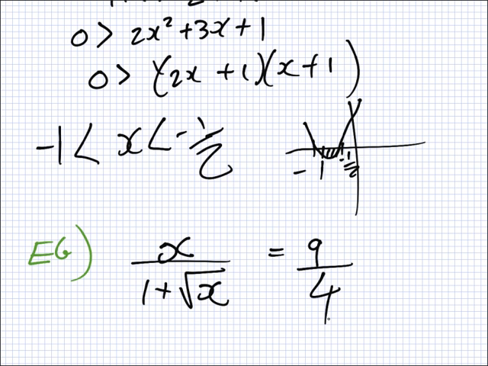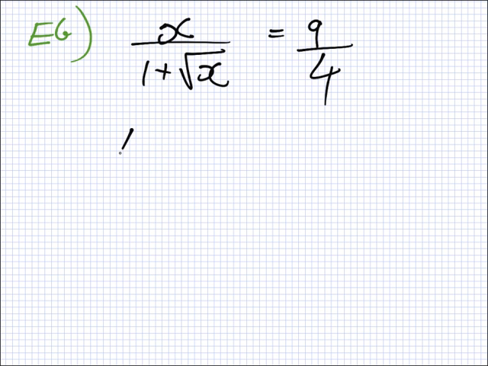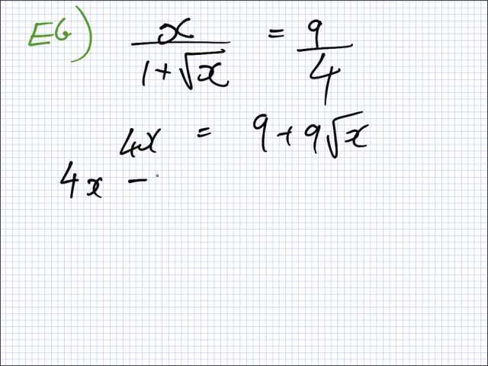But there is another way to do this. I want to show you. You get 4x cross multiply is 9 plus 9 root x. Okay, and then what you could do next is square. But I'm going to do it a different way without squaring. So I'll just take everything to the left. 4x minus 9 root x minus 9 equals 0. Now, if you look really closely, you realize that I already have a quadratic.